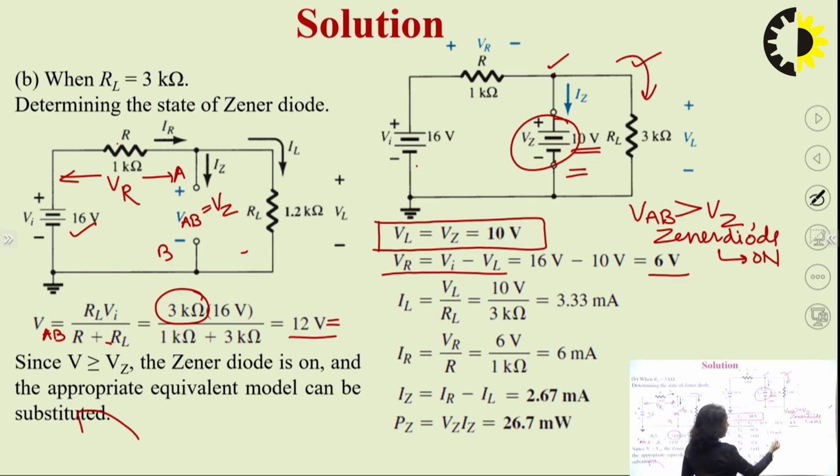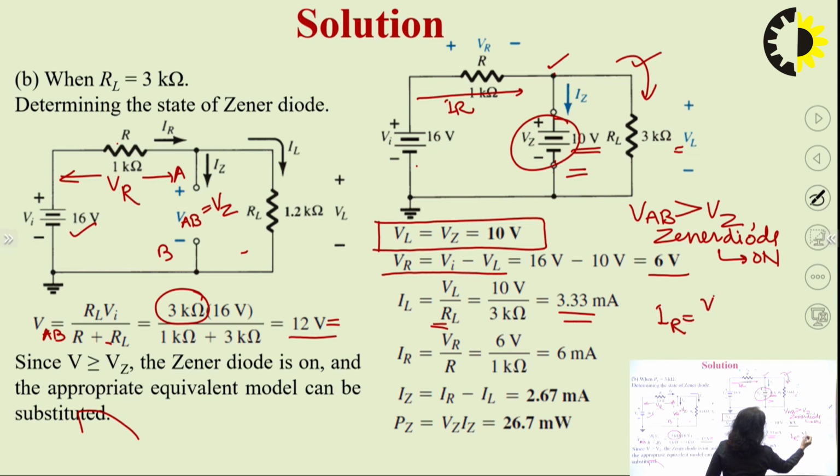IL will be equal to VL by RL. So that is equal to 3.33 milliampere. The total current flowing through this is IR, and IR is equal to VR by R, where VR is 6 volts and R is 1 kilo ohm. So IR will be equal to 6 milliampere.